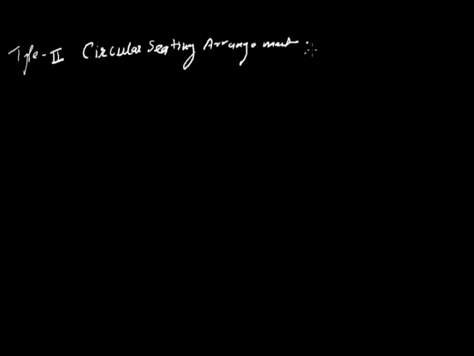Circular seating arrangement. Now again, some rules are there which we should follow whenever we arrange people around a circular table. And the rules are very simple. For example, suppose we have to arrange different people around a circular table, then we should take the general or ideal condition, when all the persons are facing towards the center.